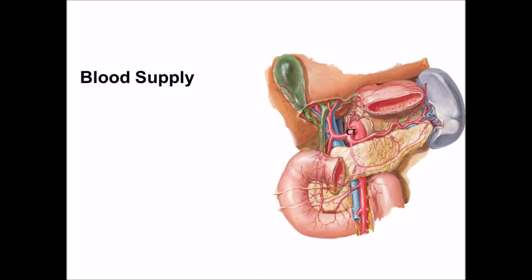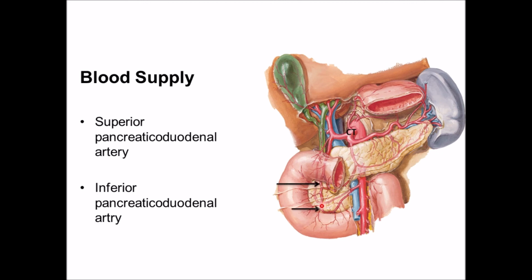The blood supply of the first part of the duodenum has already been discussed in previous slides. The rest of the duodenum, meaning the second, third and fourth parts, is supplied by the superior pancreaticoduodenal artery and inferior pancreaticoduodenal artery. The superior pancreaticoduodenal artery is a branch of the gastroduodenal artery, which arises from the celiac trunk. The celiac trunk is the artery of the foregut. The inferior pancreaticoduodenal artery is a branch of the superior mesenteric artery, which is the artery of the midgut.